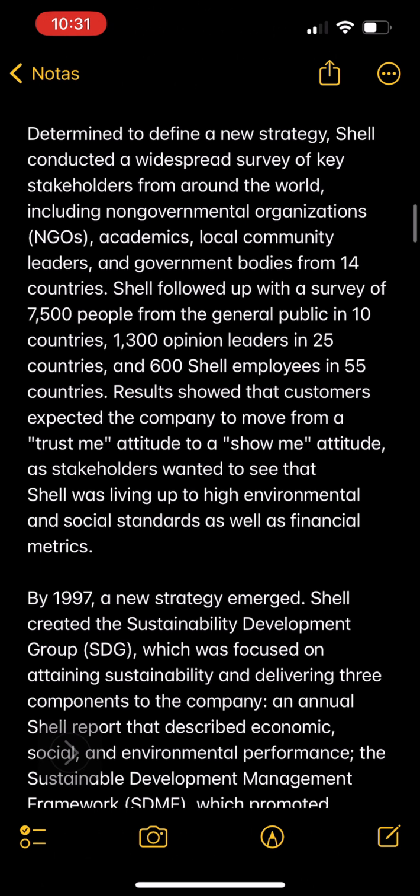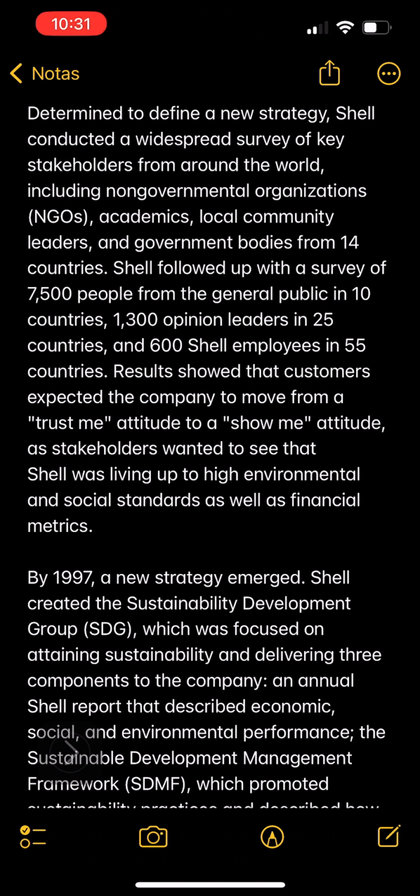Determined to define a new strategy, Shell conducted a widespread survey of key stakeholders from around the world, including non-governmental organizations, NGOs, academics, local community leaders, and government bodies from 14 countries. Shell followed up with a survey of 7,500 people from the general public in 10 countries, 1,300 opinion leaders in 25 countries, and 600 Shell employees in 55 countries. Results showed that customers expected the company to move from a trust me attitude to a show me attitude, as stakeholders wanted to see that Shell was living up to high environmental and social standards as well as financial metrics.